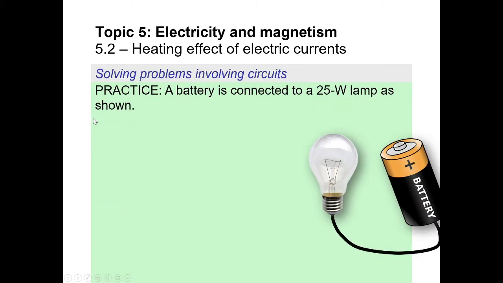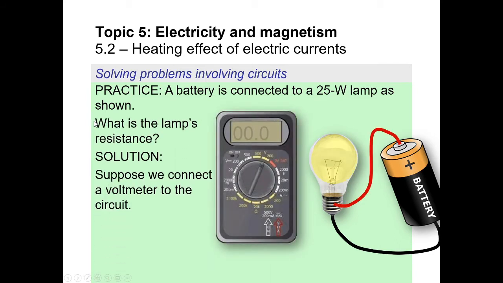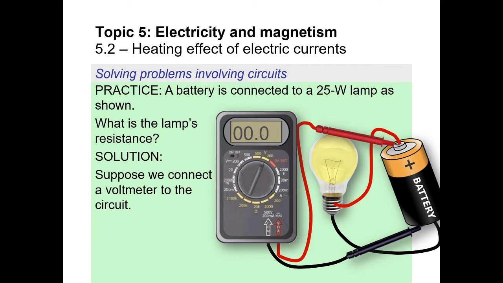All right, so we've got a battery connected to a 25-watt lamp as shown. What is the lamp's resistance? Well, we need one more piece of information because we only have the power so far. So if we connect a voltmeter to the circuit, and again, we connect it in parallel with the battery because that'll also give us the voltage of the lamp. Okay, changing the dial, we get 1.4 volts.